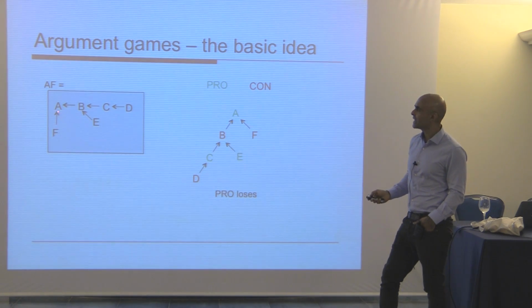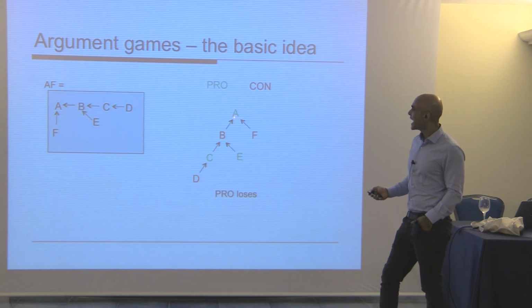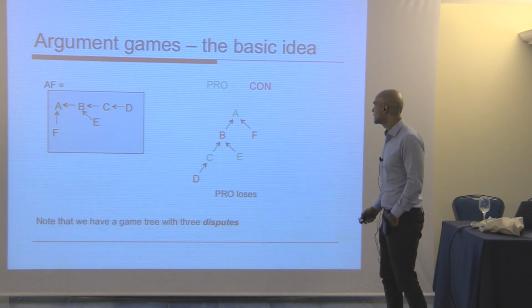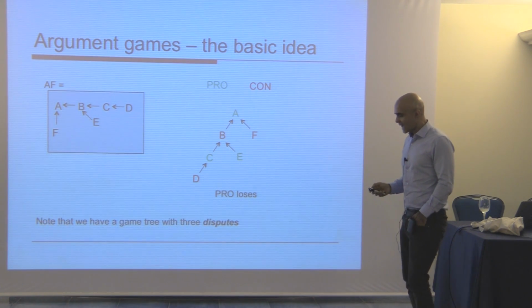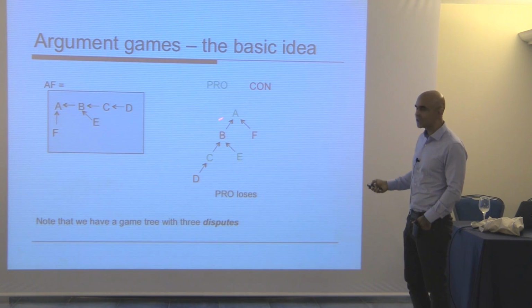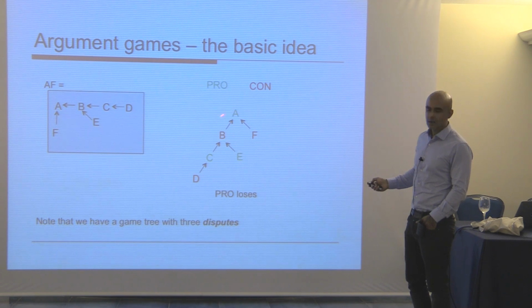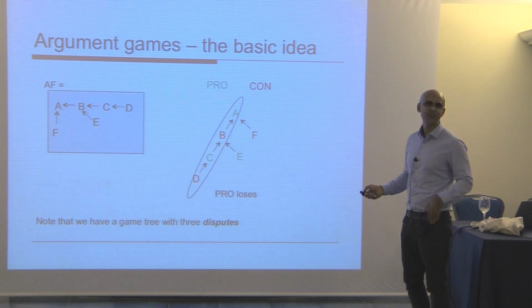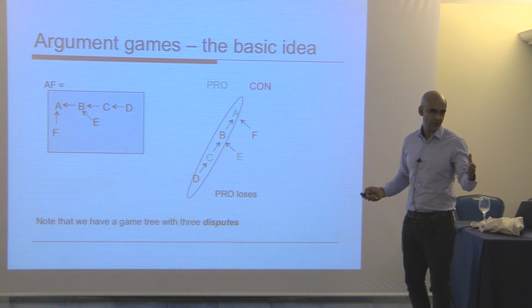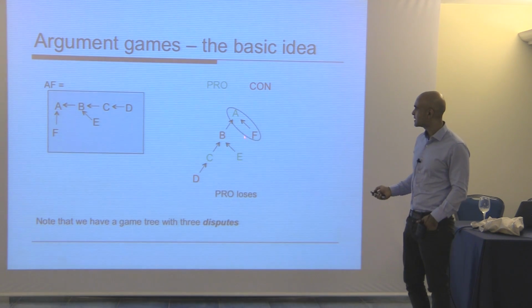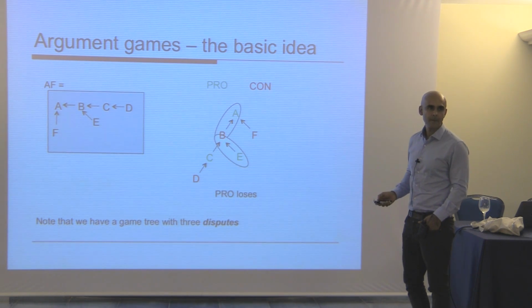Intuitively, there is no way of defending A against F. So A is not in an extension. Now also notice that what we have here are three disputes. So you could think of this as the game tree rooted in A. We have three lines of dispute. Basically, disputes are paths from root to leaf in the game tree. Right? So we have this dispute, this path, and we have this dispute. Okay?